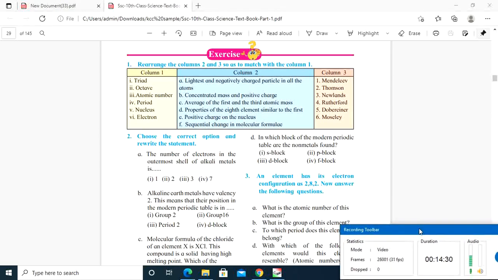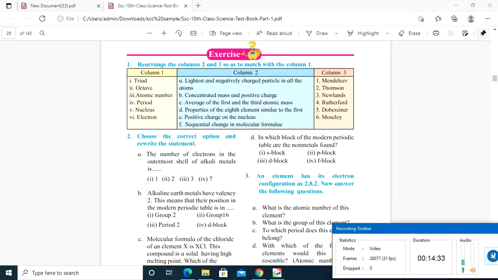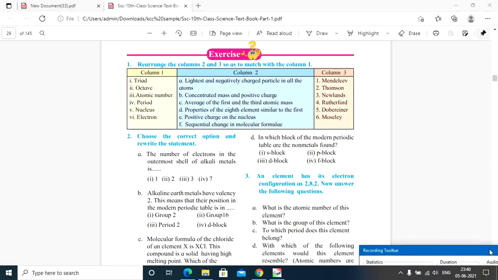Question 2. Choose the correct option. MCQ. The number of electrons in the outermost shell of alkali metals. Alkali metals is 1. Alkaline earth metal is 2. Halogens is 7. Alkaline earth metals have valency 2. This means that their position in the modern periodic table is in group 2.